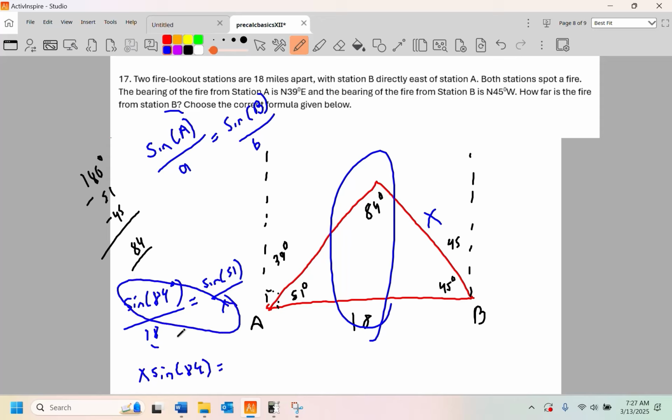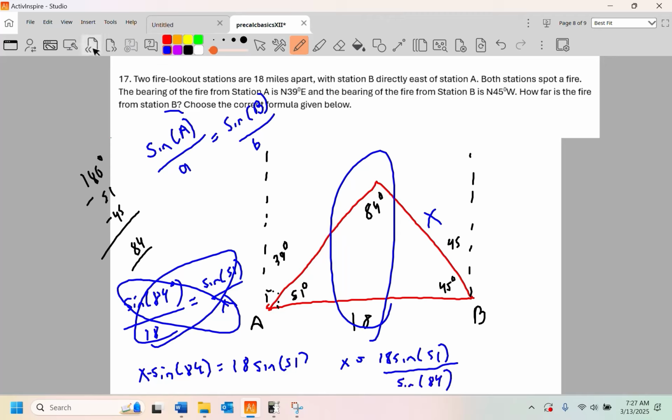Do that, do that. And then we play the isolation game. We counteract with understood multiplication. So x is 18 sine of 51 sitting pretty over the sine of 84. And not that bad.